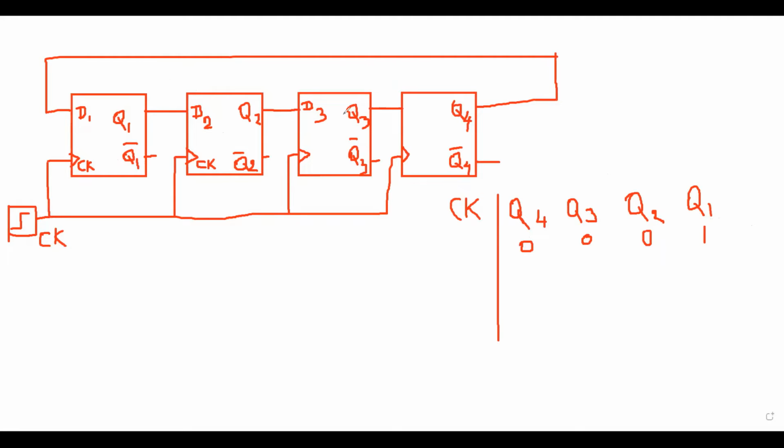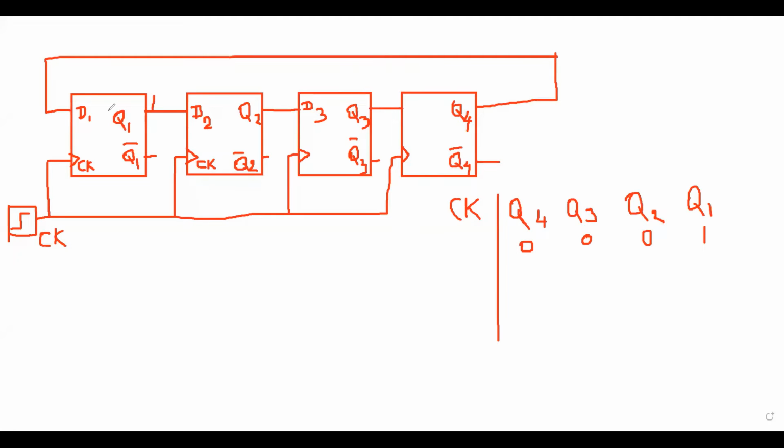So here we are having Q1, then here Q2, so Q2, Q3 and Q4 are 0. Then I'm considering 1 at the base of Q1. Then you need to count. So how many states are required to get this same state? That means to get the same output again, like this 0001.